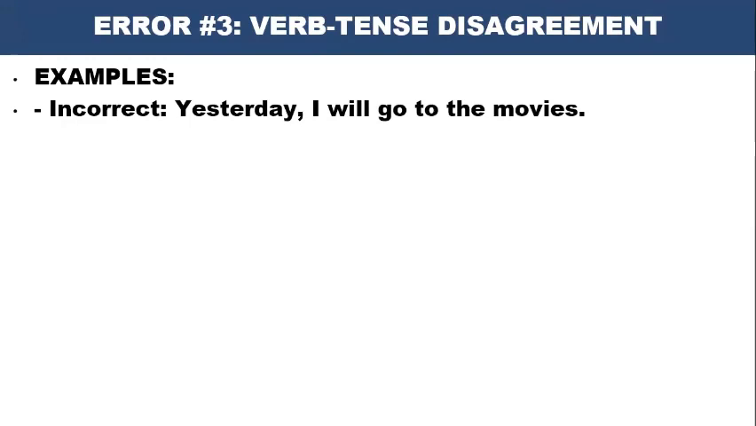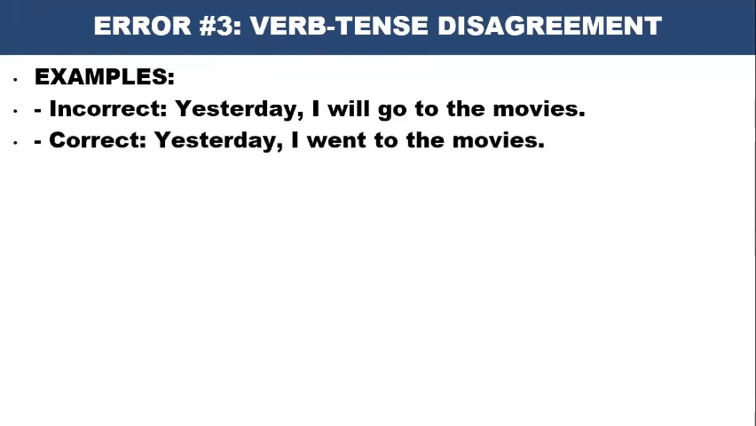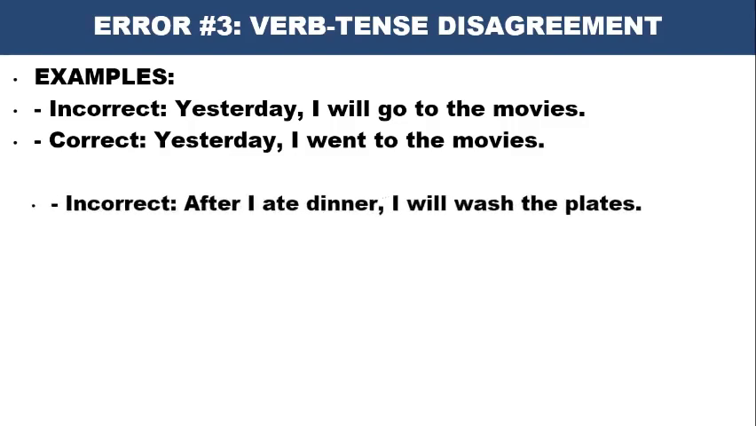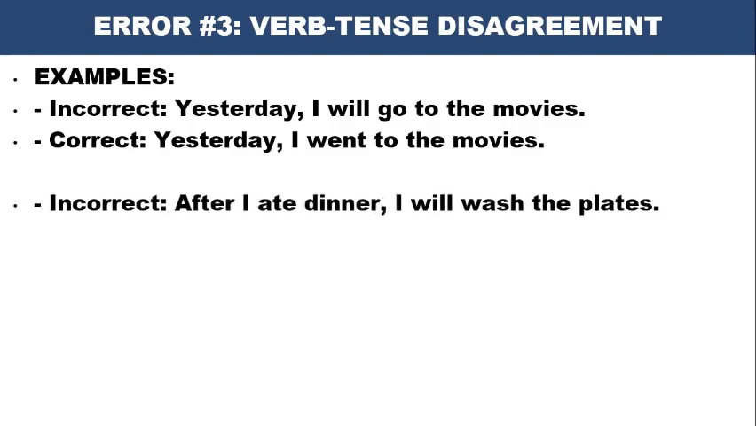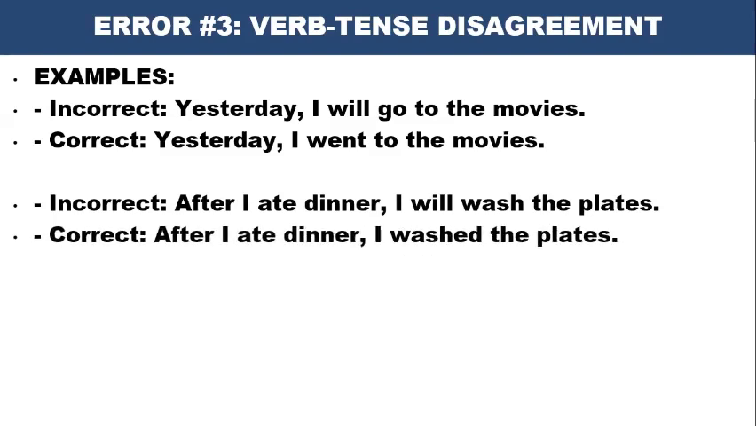Yesterday, I will go to the movies. This is incorrect because you are talking about a past event, and so it is wrong or incorrect to use the future tense. Now, the correct thing is, yesterday I went to the movies. Now, another example, after I ate dinner, I will wash the plates. This is incorrect. The correct thing is, after I ate dinner, I washed the plates.